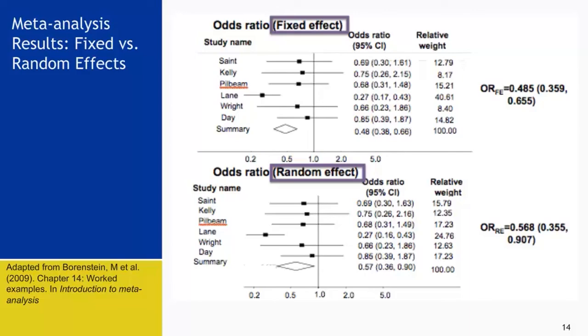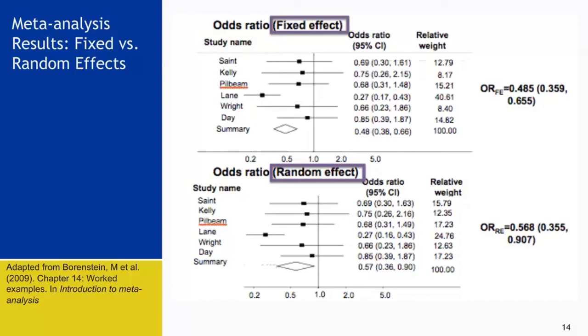So on top, the first figure shows you the results from the fixed effect model, and the pooled odds ratio is 0.485 with a 95% confidence interval. And if you remember, the fourth study, the Lane study, takes up 41% of the weight based on a fixed effect model. And if you look at the same study under the random effects model, it takes up only 25% of the weight, right? So the random effects model basically assumes all these studies have a distribution of effects, so you're adding another source of variance to each individual study.